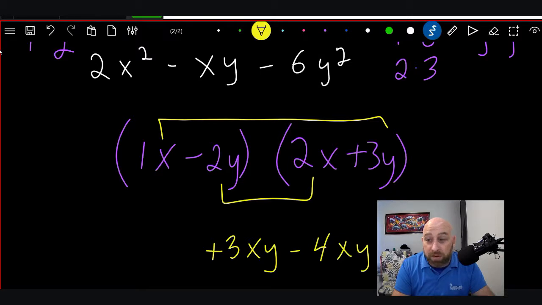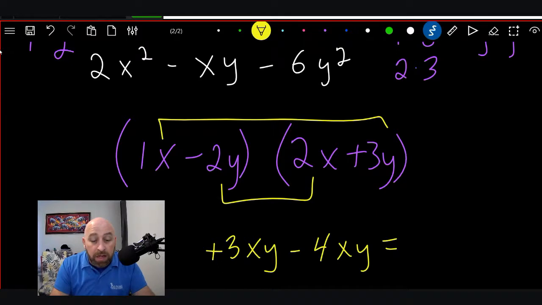Wow, I think we might have got it on the first try. I think we got very, very lucky right there. And what happens when we add those together? It gives us our minus xy.